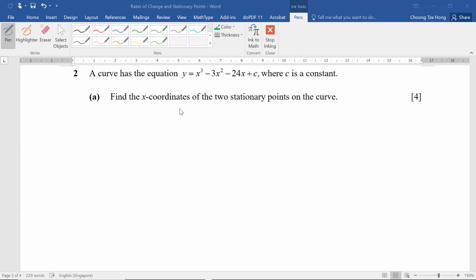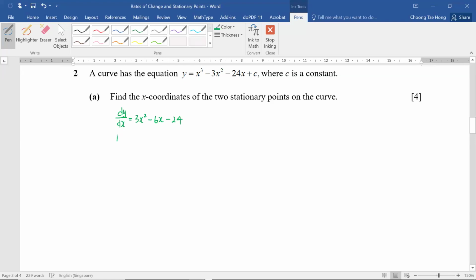Right, so this part of the question is not too difficult, because we know that at the stationary points, the gradient of the curve will be 0, and therefore dy/dx will be equal to 0. So the first thing to do is to find dy/dx, and then we will equate it to 0. Let's do dy/dx. This particular equation is very easy to differentiate. So we get 3x squared minus 6x minus 24.